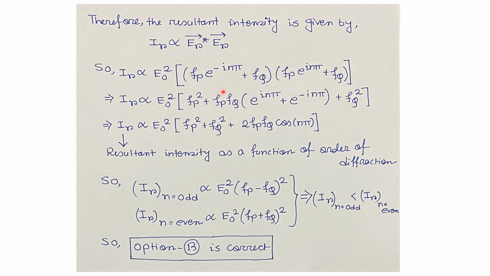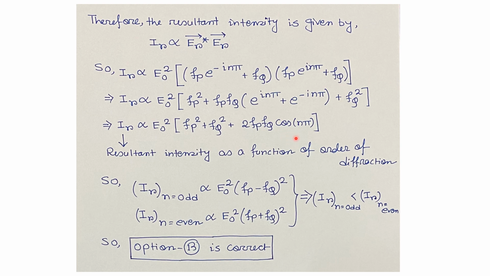If we just multiply these two terms, then we will get E naught square multiplied with Fp square plus Fq (e to the power i n pi plus e to the power minus i n pi) plus Fq square. Now from complex number theory, we know e to the power i theta plus e to the power minus i theta equals 2 cos theta. Applying that formula, we will get the resultant intensity proportional to E naught square multiplied with Fp square plus Fq square plus 2 Fp Fq cos n pi. Hence, we found the resultant intensity as a function of the order of diffraction.